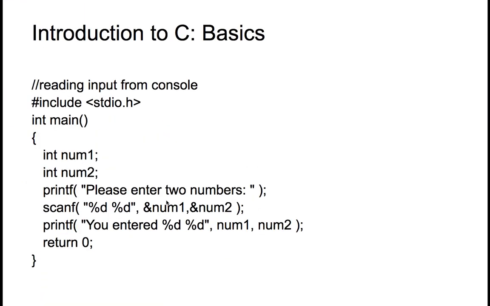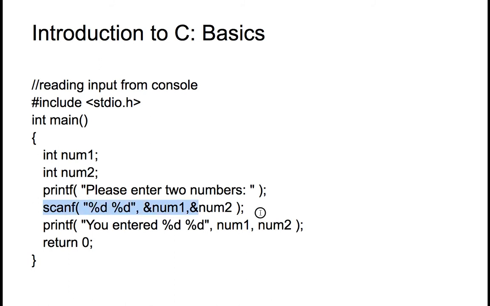Reading input from a console. Console means a command window, or black window in basic language. In layman's language we can call it a black window. Now, reading input from console. We will include stdio.h, standard input output dot h. This is the declaration part. Now, int num1, we have taken num1 as an integer variable and num2 as a second integer variable. Then we are printing a statement, please enter two numbers.